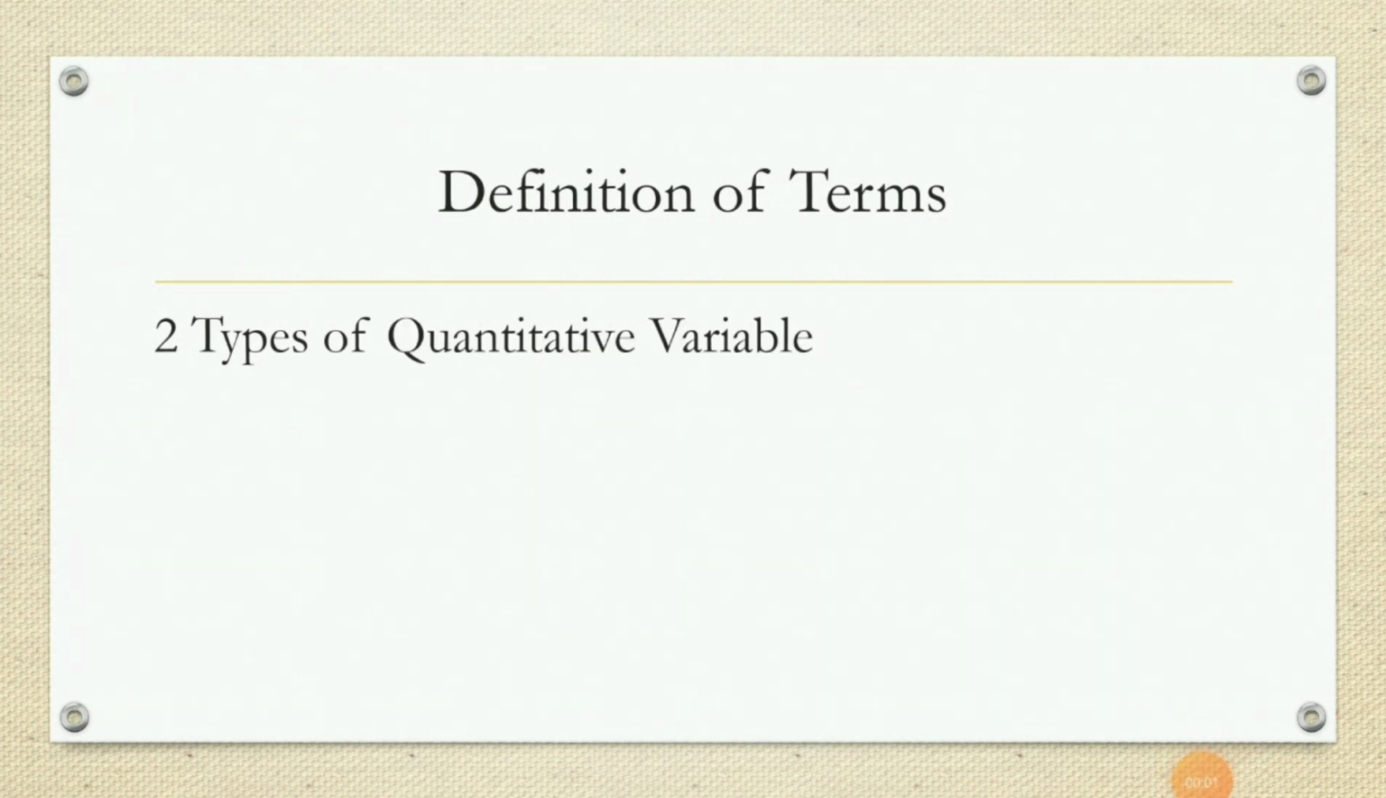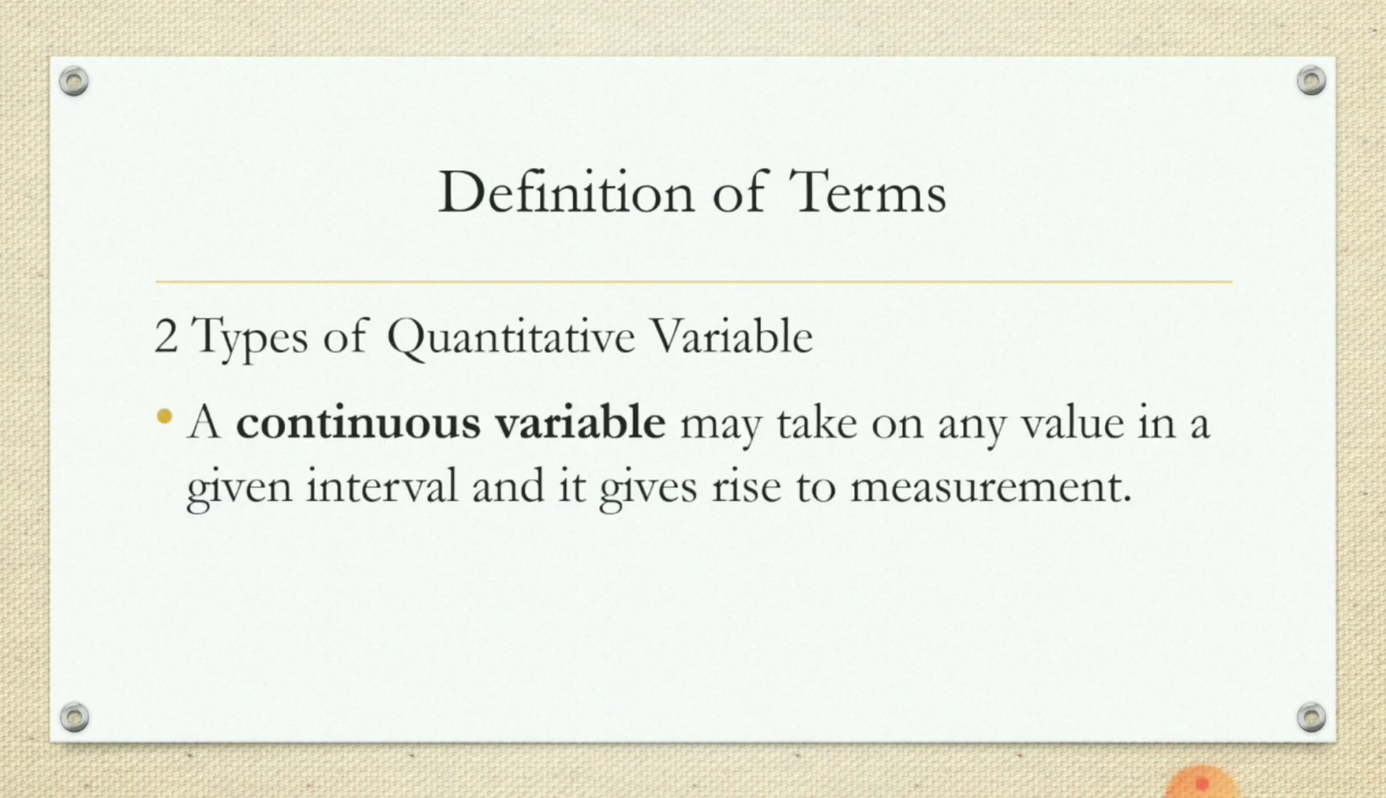Next are the two types of quantitative variable. First is the continuous variable. It may take on any value in a given interval and it gives rise to measurement. In short, continuous variable involves measuring. For example, the height of an individual. So in order for you to get the height of that individual, you need to measure. Or another, the distance from Nueva Vizcaya to Metro Manila.